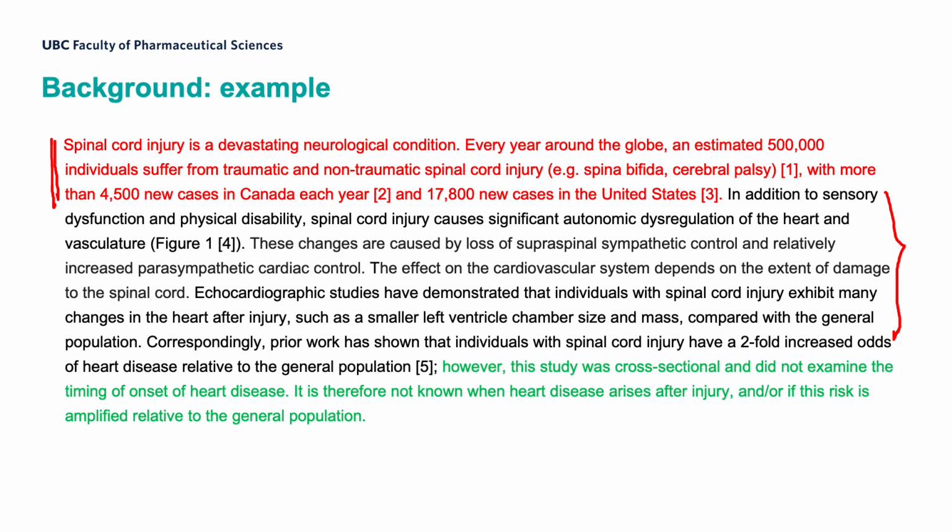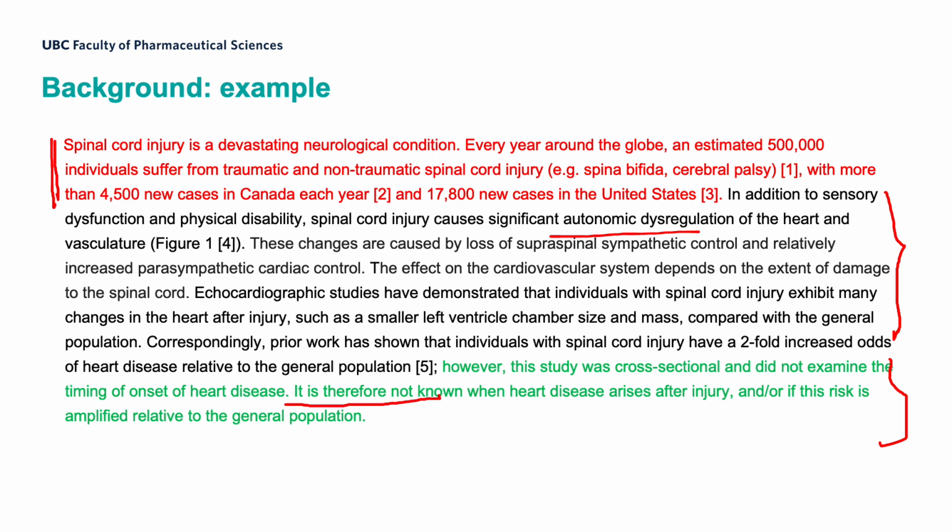We're now talking about a specific aspect of spinal cord injury, in this case autonomic dysfunction, so things affecting the heart and vasculature. And then you can see it leads down eventually to this part in green, which is the knowledge gap. In this case, it says, referring to a study that has previously been published, the study was cross-sectional and did not examine the timing of onset of heart disease. And you can see here, this is very explicit.